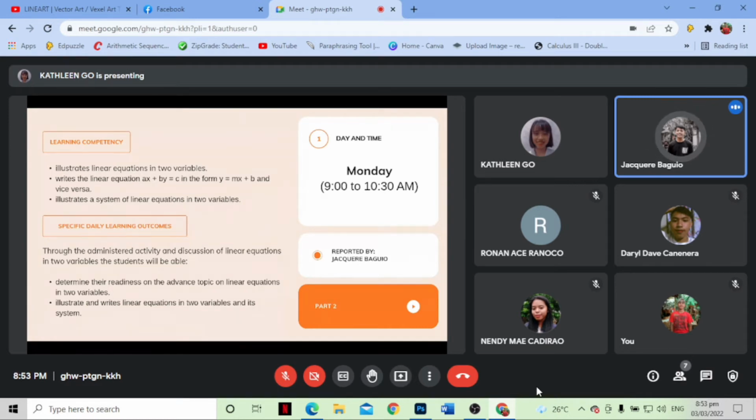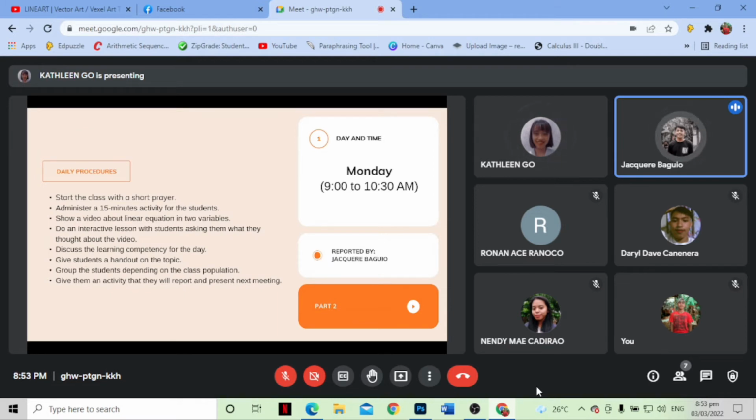The learning competency illustrates the linear equation in two variables, writes the linear equation ax plus by is equal to c in the form of y is equal to mx plus b and vice versa. Illustrates a system of linear equation in two variables. And the specific daily learning outcomes: through the administered activity and discussion of linear equations in two variables, the students will be able to determine their readiness and advanced topic on linear equation in two variables, illustrate and write linear equation in two variables and its systems.